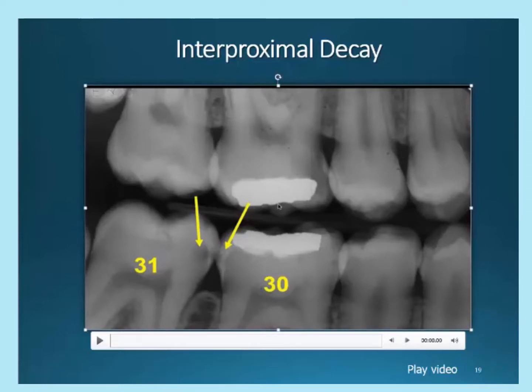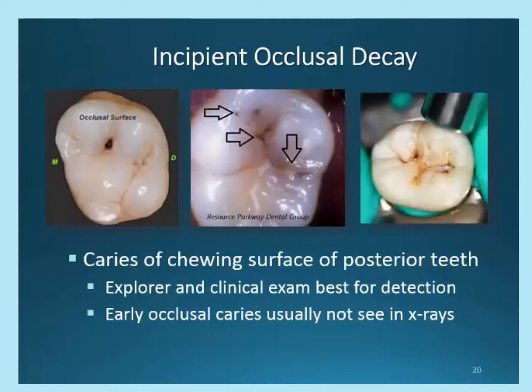I have placed several of these video clips in the presentation, so hopefully they'll add a little bit more information as we progress through this lesson. Occlusal decay is located at the center of the tooth on the chewing surfaces. Visual exams are best used to detect the decay, as well as using explorers. This classification is not seen on radiographs.